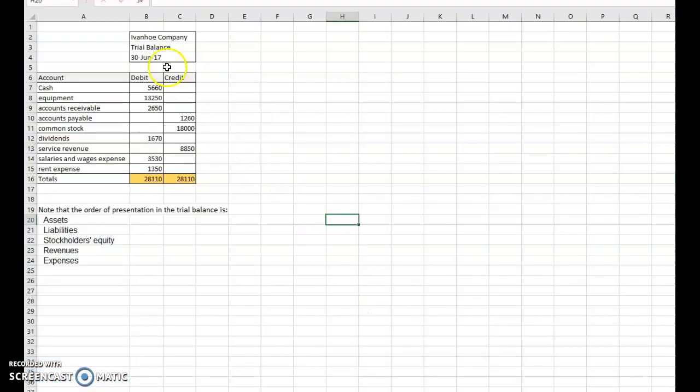I've done the name here. This is a trial balance. I'll put the date here, and then I put them in order.